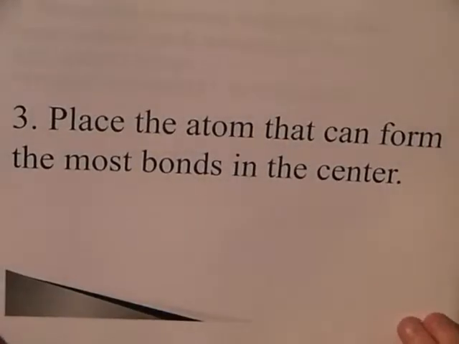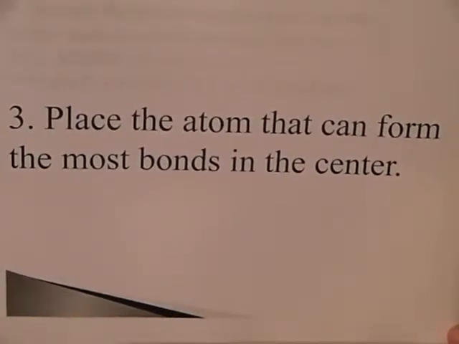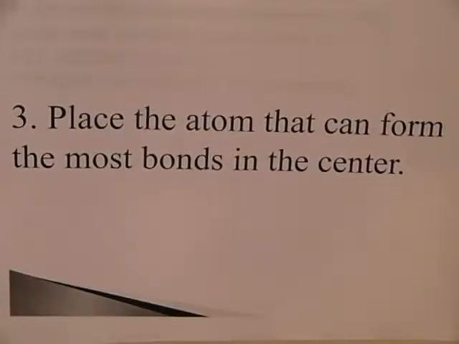All right. Next, this is a general rule. Sometimes it gets broken. Most of the time we follow it. It says place the atom that can form the most bonds in the center. So of our 2, hydrogen and nitrogen, which one can form the most bonds?